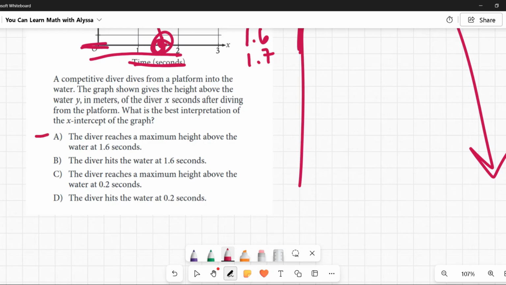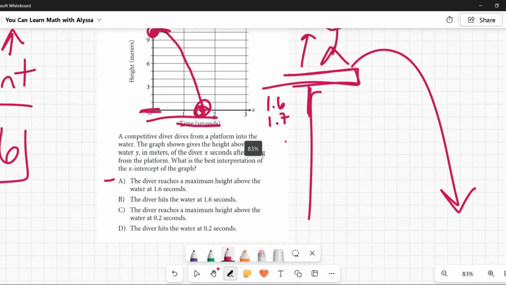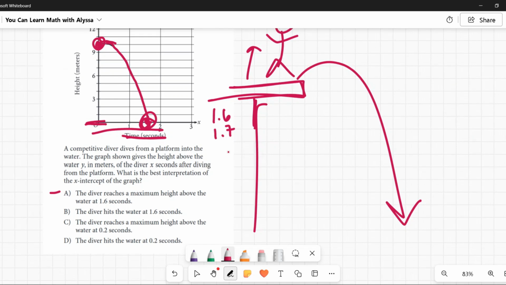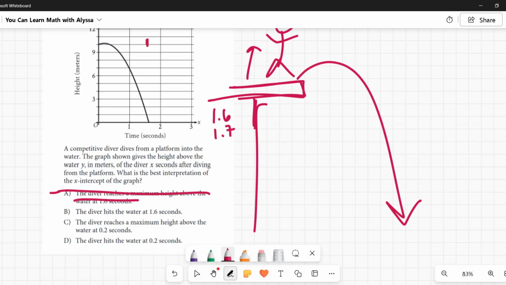A, the diver reaches a maximum height above the water at 1.6 seconds. No, not at all. Because look here at 1.6 seconds, is that the maximum height up here? Nope, that one is out. B, the diver hits the water at 1.6 seconds. Hey, that sounds exactly like what I said. I think that might be our answer, but let's look at the others just to be sure.